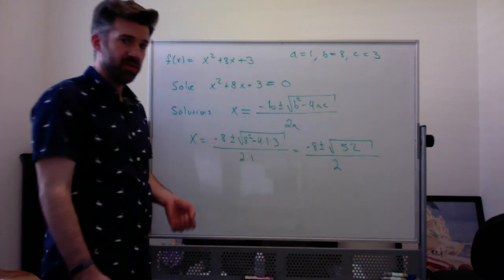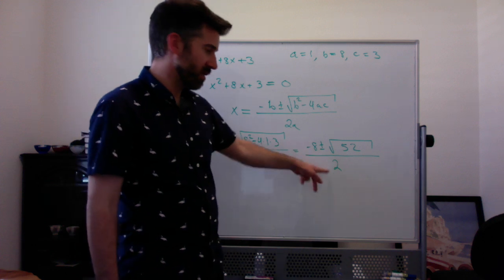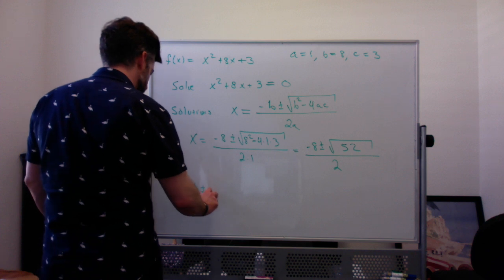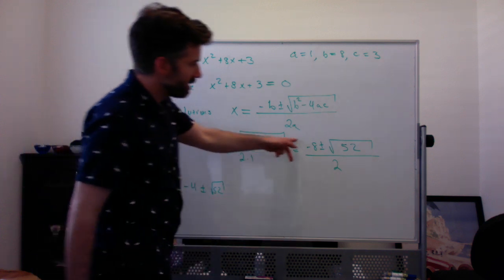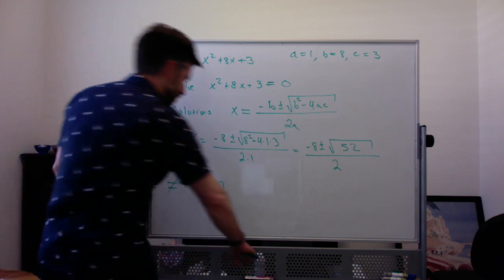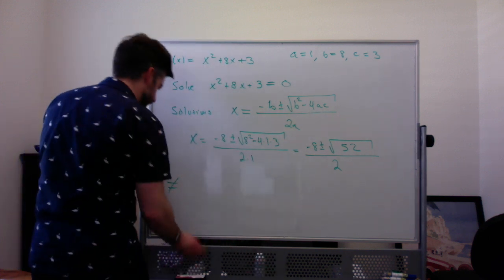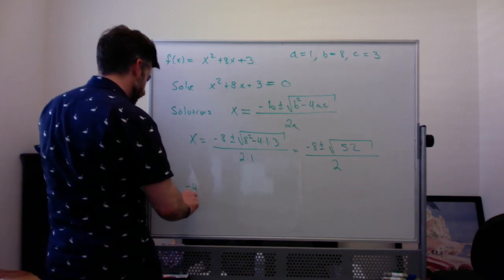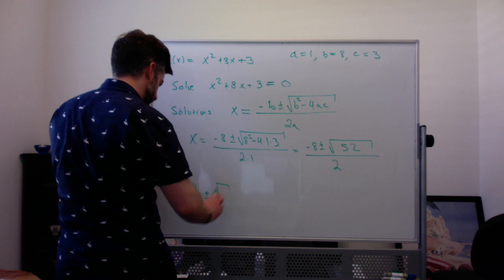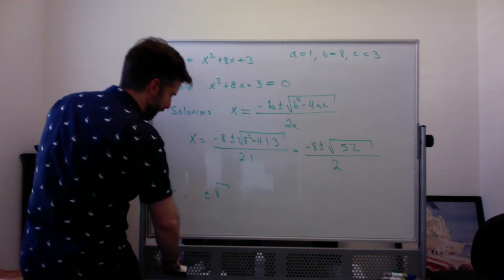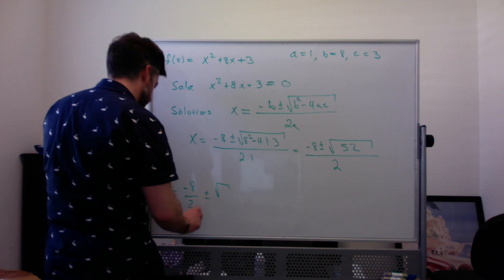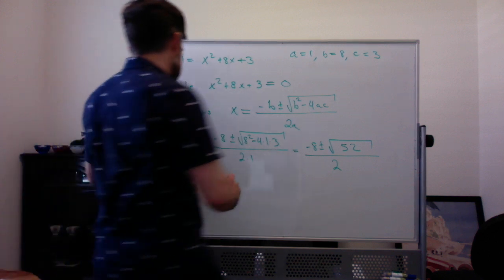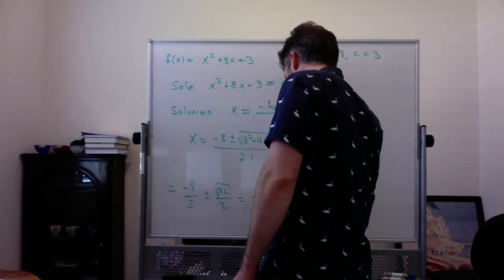Now be careful. I've definitely seen people make the mistake of saying, oh, negative 8 divided by 2 is negative 4, so this is negative 4 plus or minus the square root of 52. That is not correct. Each of these pieces gets divided by 2. So what you could do, if you really wanted to, is break it up right now: negative 8 divided by 2 plus or minus the square root of 52 divided by 2.